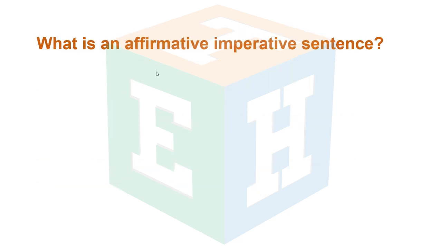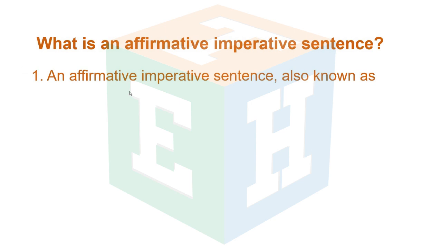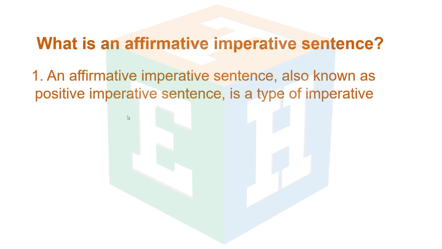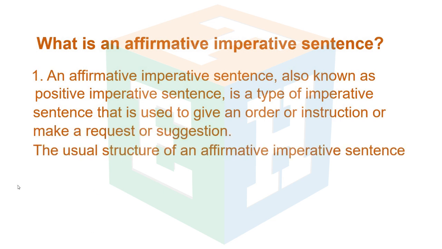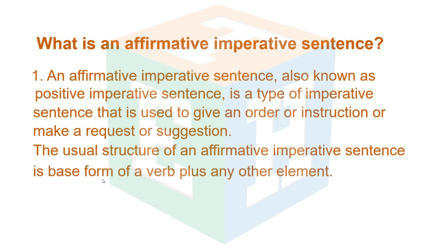What is an affirmative imperative sentence? An affirmative imperative sentence, also known as positive imperative sentence, is a type of imperative sentence that is used to give an order or instruction or make a request or suggestion. The usual structure of an affirmative imperative sentence is base form of a verb plus any other element.